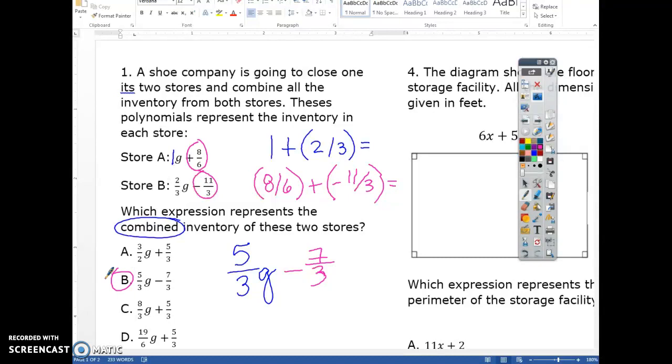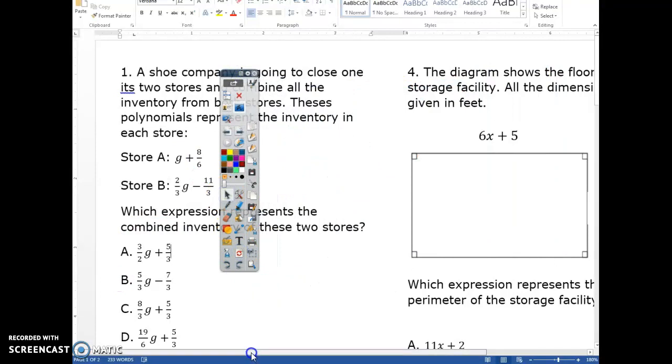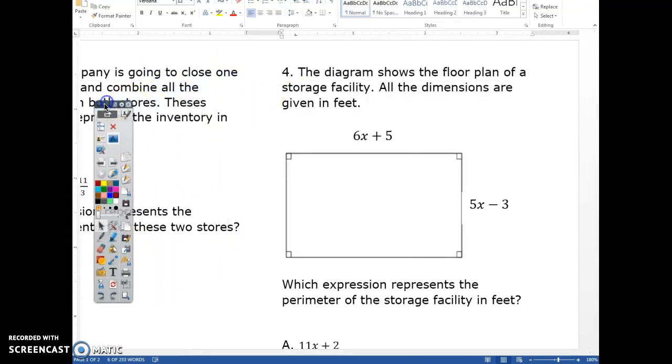Okay? Problem number 4. I'm going to the right side. Problem number 4, it's asking you for the perimeter. So how do you find perimeter? You add. So the key word is we're going to add. And it's missing some of the sides. So if I know that this side is 5x minus 3, what's this side? 5x minus 3. And if this side is 6x plus 5, this side is 6x plus 5.